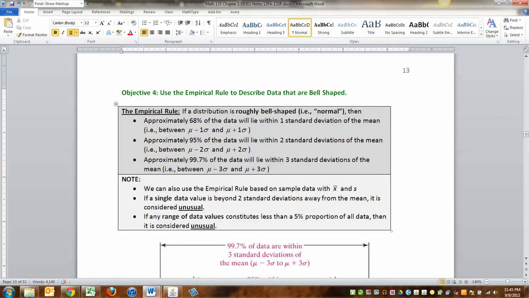All right, so now we're going to pick up on the empirical rule. The empirical rule is saying that if a distribution is roughly bell-shaped, the other word for that is normal, then the following things are true. Approximately 68% lie within one standard deviation of the mean, 95% lie within 2 standard deviations of the mean, and 99.7% of the data lie within 3 standard deviations of the mean.